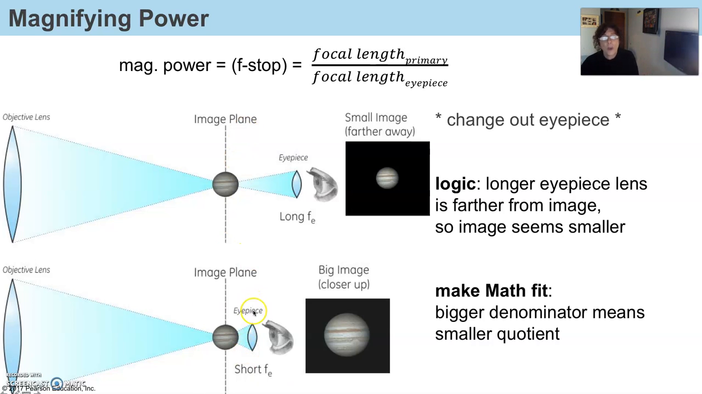And in fact, that's the logic of this, that you are not so far away from the image so it seems bigger. To make the math fit, think about it. If you had a focal length that was smaller for the eyepiece, you would have a smaller number in the denominator and you would have a larger number in the quotient. So you'd have a larger magnifying power. So we're all working with the inverses here. And by changing out the eyepiece to an eyepiece with a shorter focal length, you add magnifying power to your telescope.